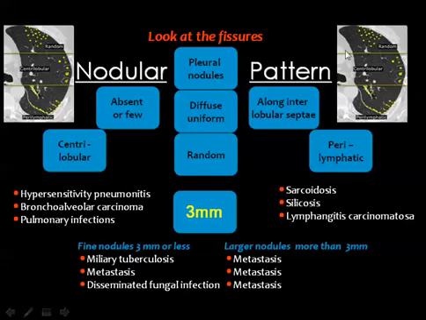Random distribution. If you get random distribution and the nodules are less than 3 millimeter, number 1 is miliary TB, and number 2 is metastasis. But if the nodules are more than 3 millimeter, it is only metastasis. Random distribution means metastatic disease if the nodules are more than 3 millimeter. If less, consider TB, which is the most common disease that can produce miliary shadows.